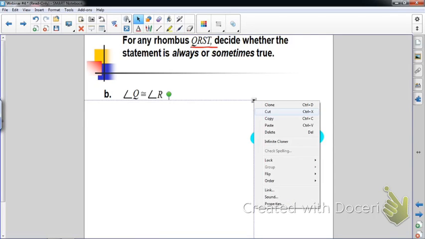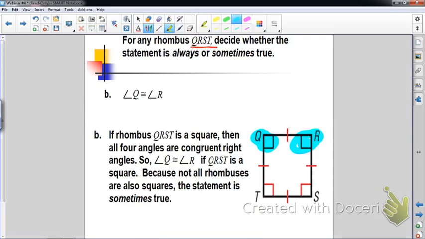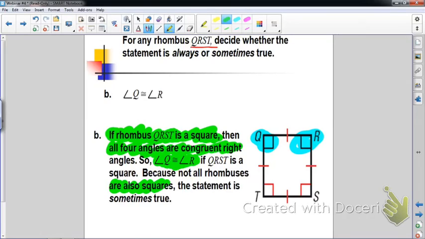Cut. It says, if a rhombus QRST is a square, then all 4 angles are congruent, which means that they're right angles. Also, we can state that Q and R will be the same because not all rhombuses are also square. So the statement here that we're looking for, this is sometimes true. It's not always true like the last example. This is sometimes true that this could happen.